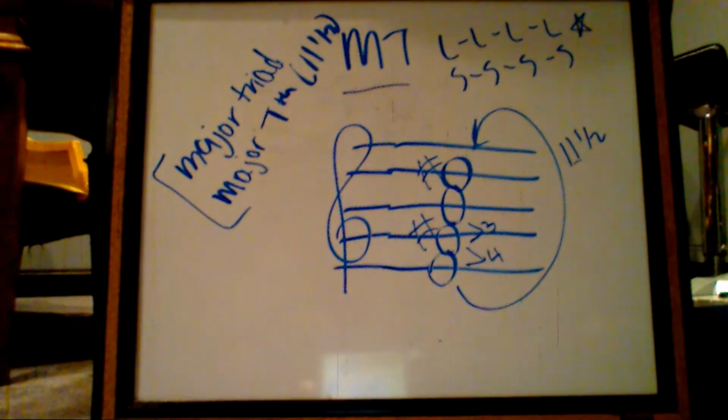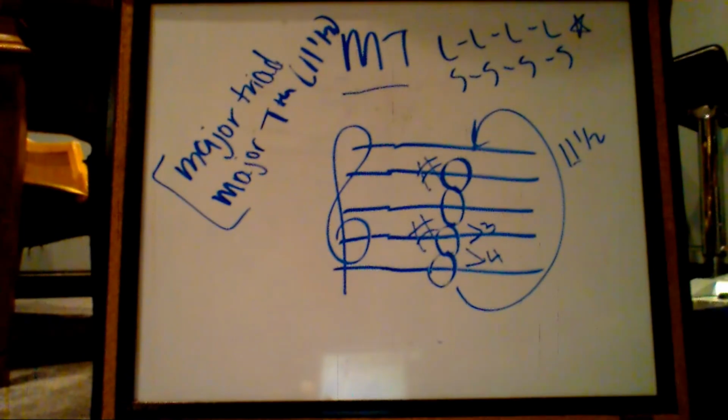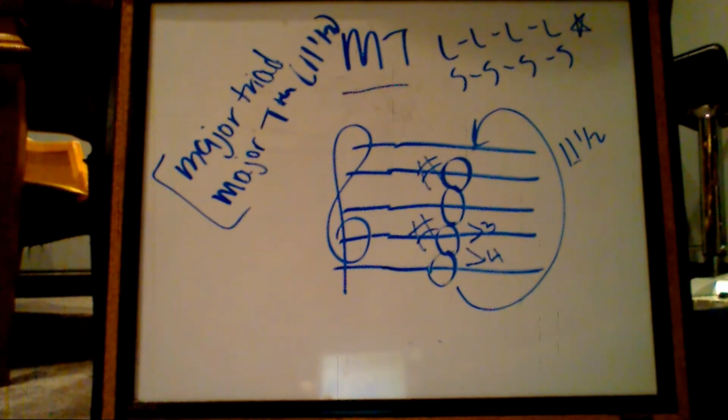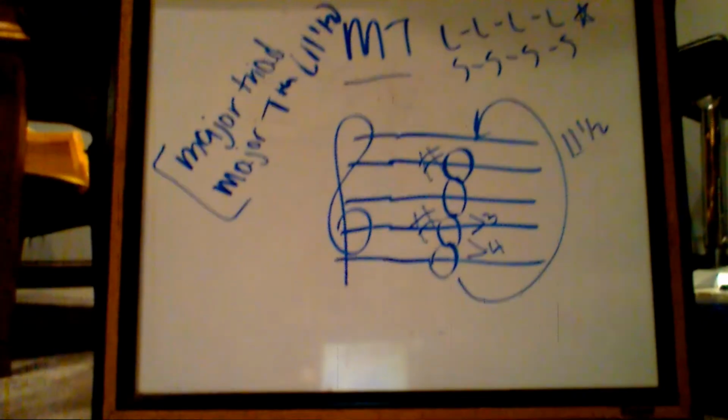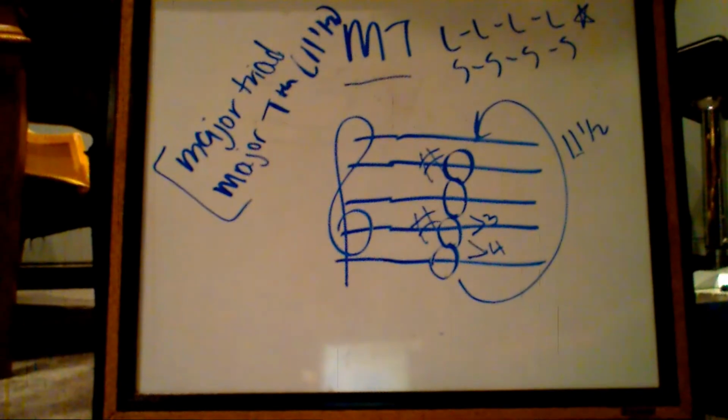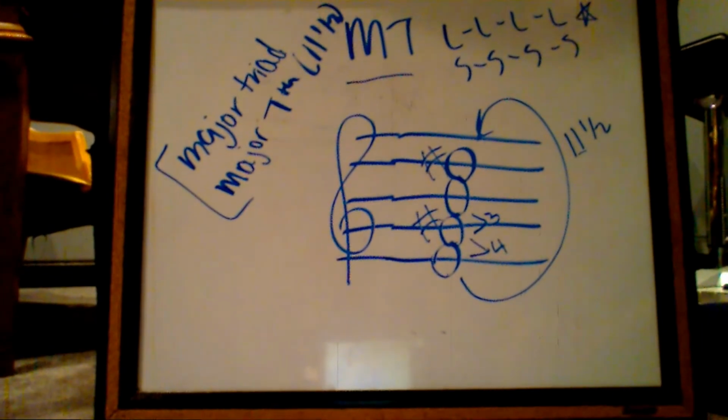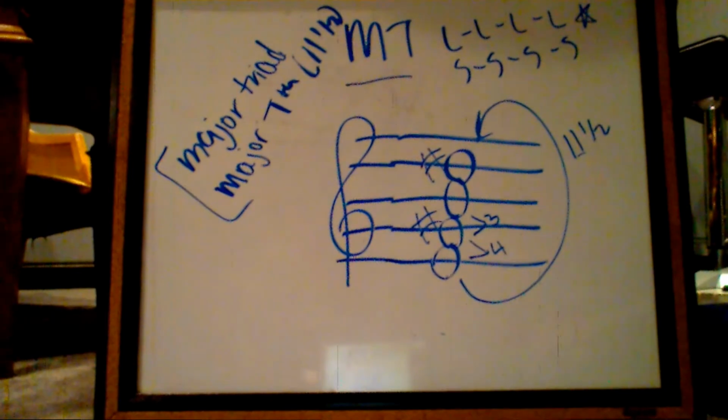And if you were to play this, you would get something that sounds a little like this, which sounds weird and majestical at the same time. That's kind of just how music is. So this is how you do major 7th chords.